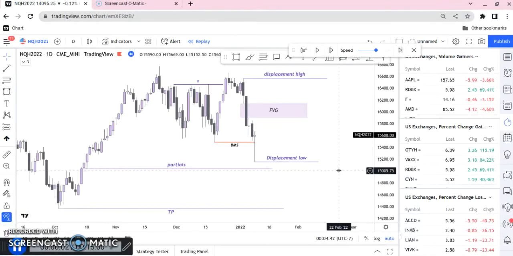This is ICT's video notes on episode 6 and 7 in his 2022 mentorship. So, first thing we're going to go over is displacement high and displacement low.